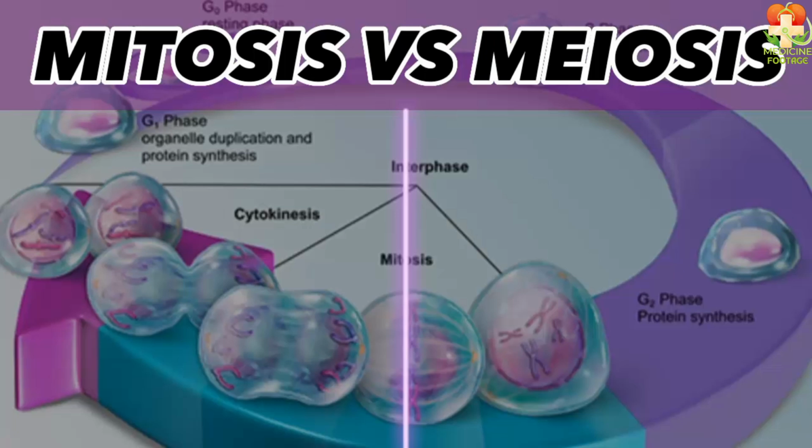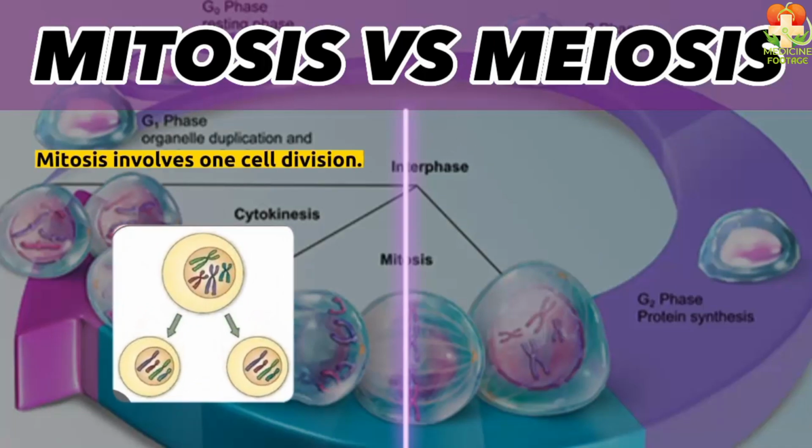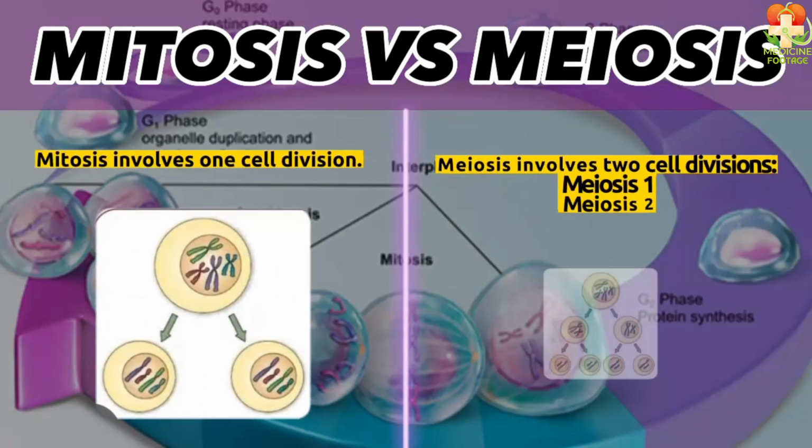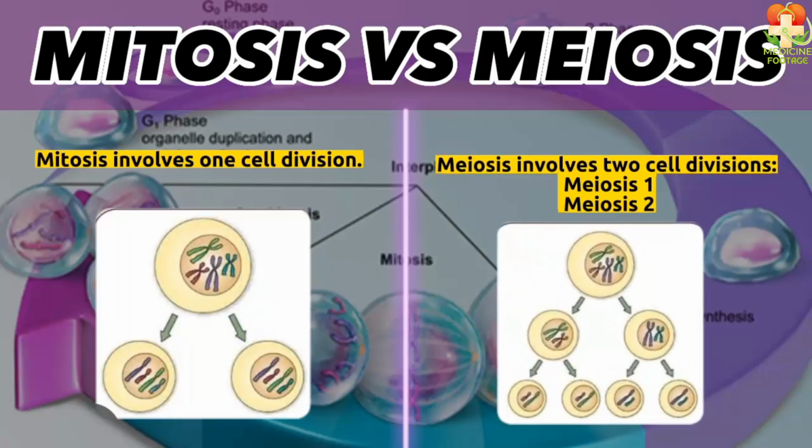Difference number 1. In mitosis, the cell divides only once, but in meiosis, the cell goes through two divisions. The first division is called meiosis 1, and the second division is called meiosis 2.